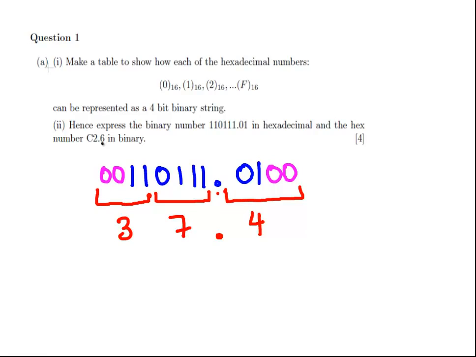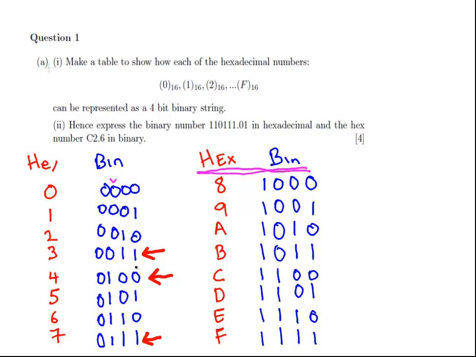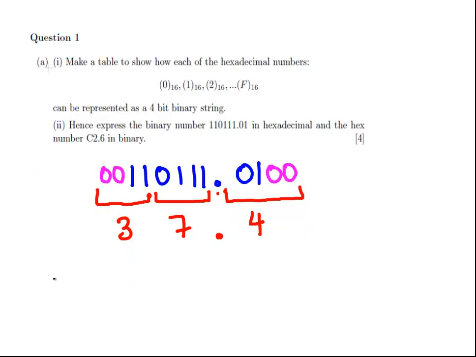Okay, the next one is C2.6. So what I'm going to do here is collect up all the digits as we go. C here is 1, 1, 0, 0. The next one we're looking for is 2, so that's this one here: 0, 0, 1, 0. And then finally 6, which is that one there: 0, 1, 1, 0. So just piecing them all together, we'll set it up like that.